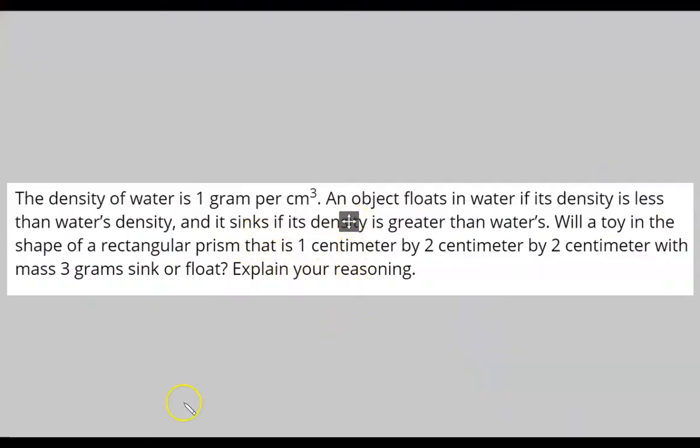Okay, so the density of water, this is another example I just wanted to do. Density of water is 1 gram per cubic centimeter. An object floats in water if its density is less than the water's density, and it sinks if the density is greater than the water's density. Will a toy in the shape of a rectangular prism that is 1 centimeter by 2 centimeters by 2 centimeters with a mass of 3 grams sink or float?